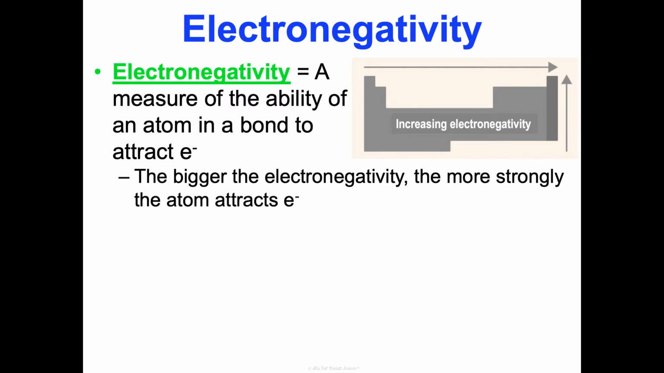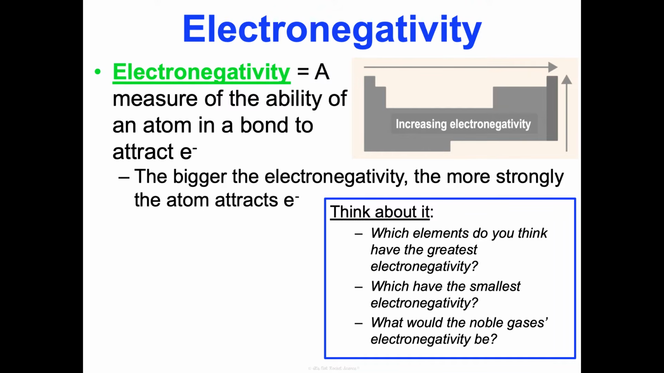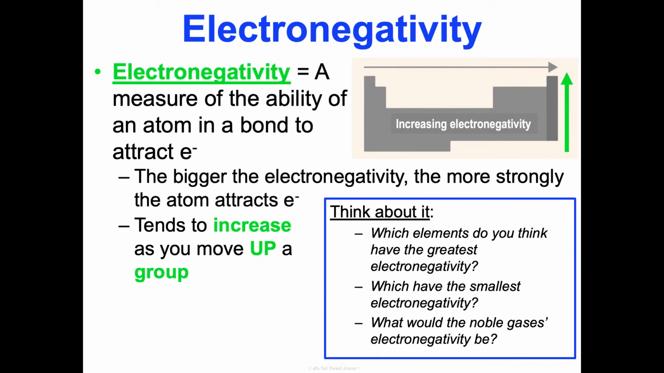Okay, so the bigger the electronegativity, the more strongly the atom is attracting electrons. Think about it: which elements do you think would have the greatest electronegativity? Which ones are going to attract electrons the most, versus which would have the smallest and attract electrons the least? And what do you feel like the noble gases' electronegativity would be? How much are they attracting electrons? A lot, a little, or not at all? Think about these things. We're going to discuss them in class.